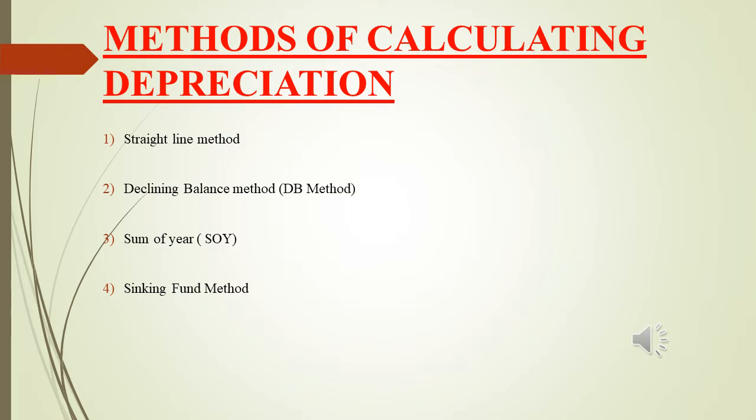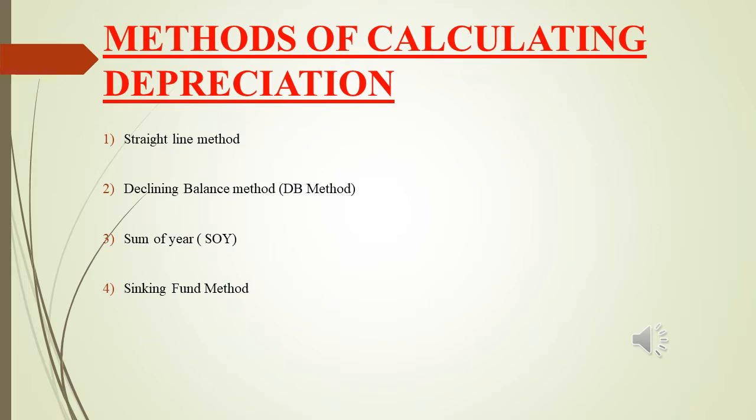So, methods of calculating depreciation. As I told you, there are four methods. The first method is the straight line method. The second method is called the declining balance method. The third method is called the sum of year method, also called SOY. For your sessional, they can even ask you to solve such and such a problem by the SOY method, so you are supposed to know that it is the sum of year method.